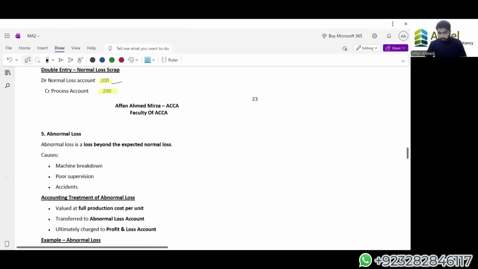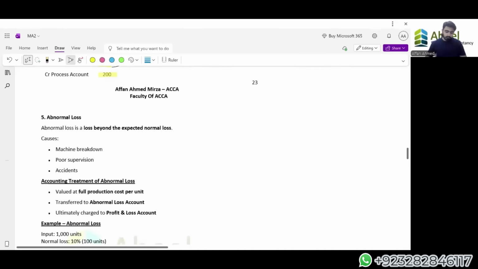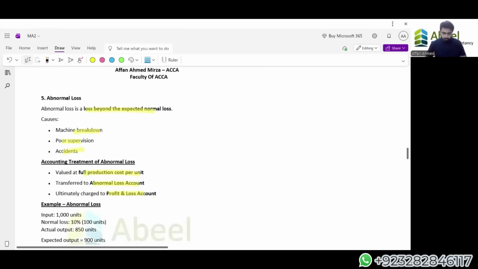Moving forward to abnormal losses, we have discussed the concepts, so quickly going through the wordings only. Abnormal loss is beyond the expected normal loss. It can be machine breakages, poor supervision, accident, etc. The accounting treatment of abnormal loss is that it is valued at production cost per unit, transferred to the abnormal loss account, and ultimately charged to the profit and loss account. So at the end of the day, this loss is to be borne by the company only, and there is no option to retrieve the cost back through the open market.